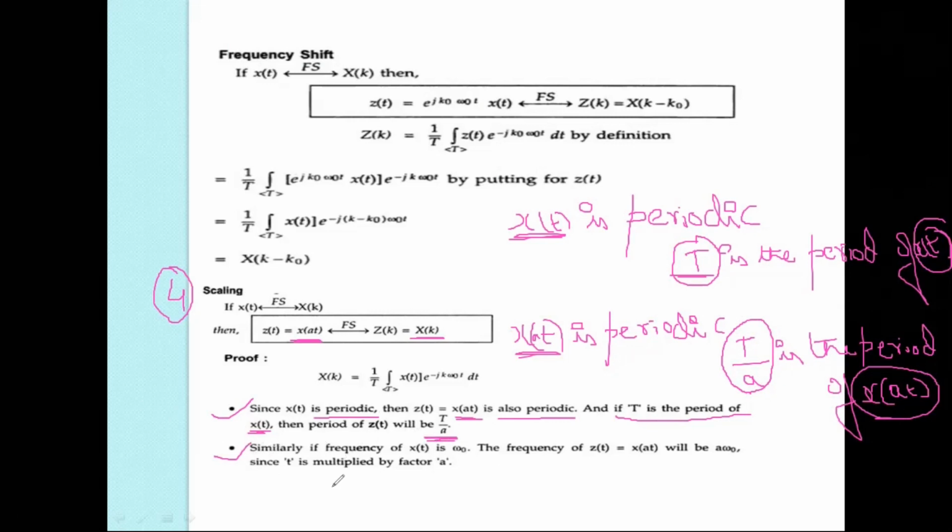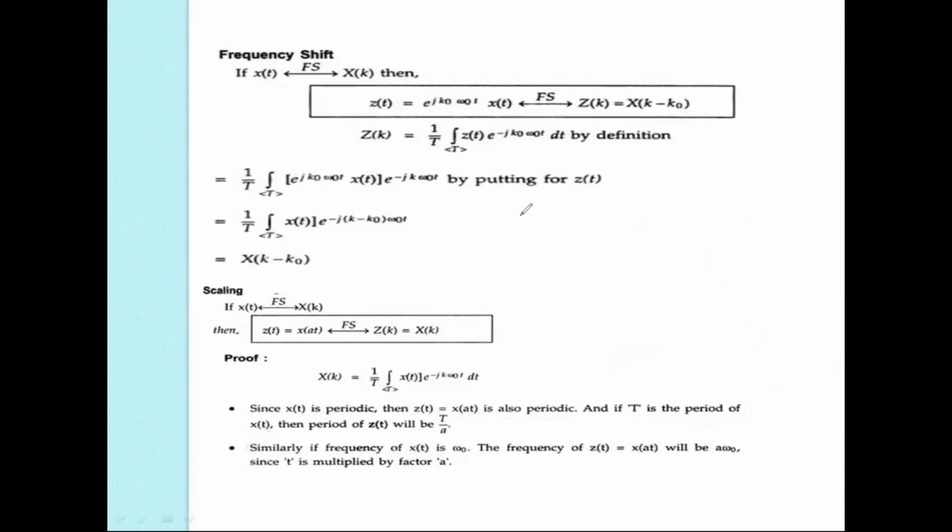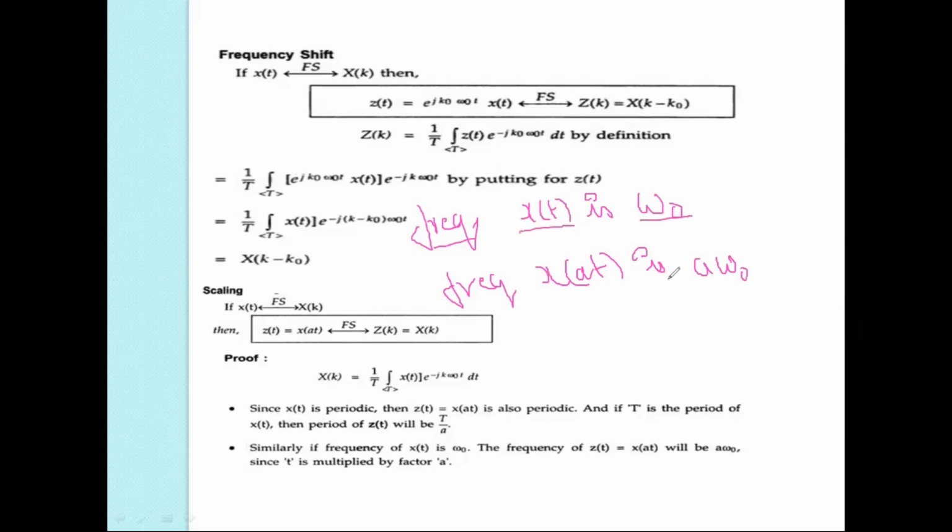Similarly, the second point: in terms of frequency, if the frequency of x of t is omega naught, then the frequency of x of at is a into omega naught. Now we can modify these two in the analysis equation.